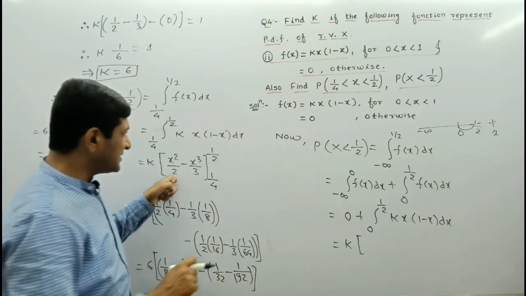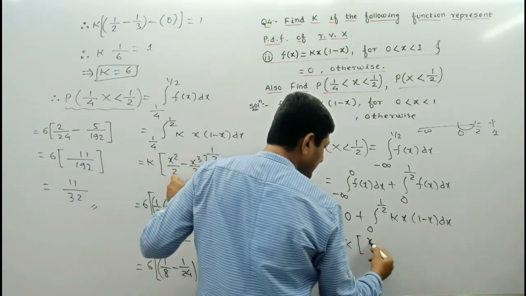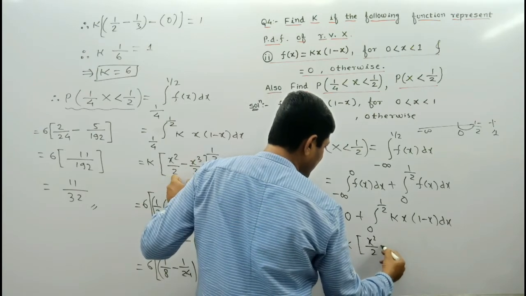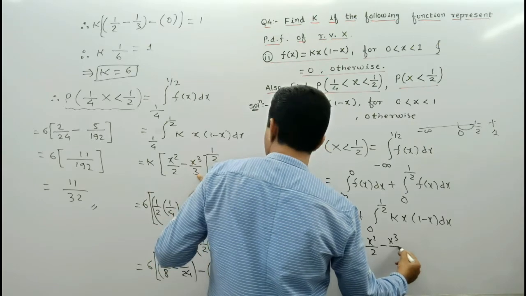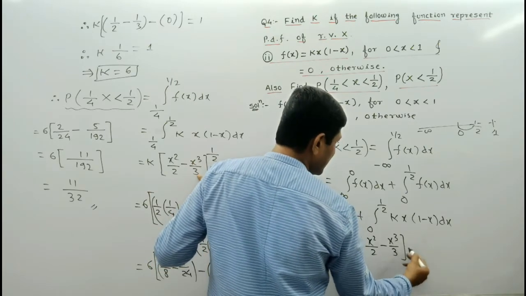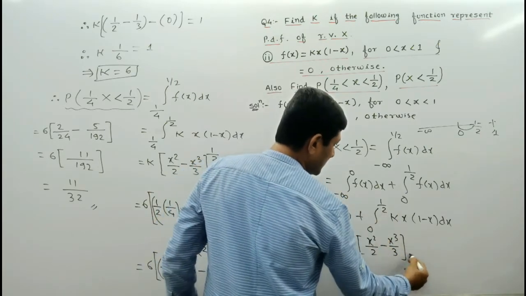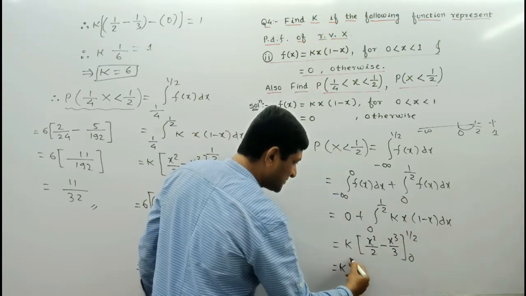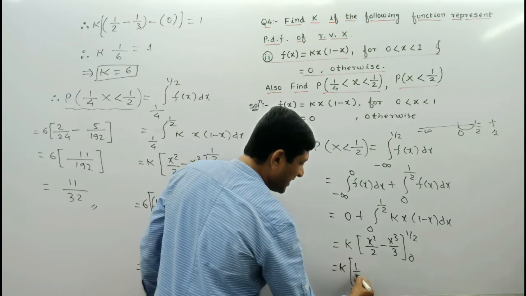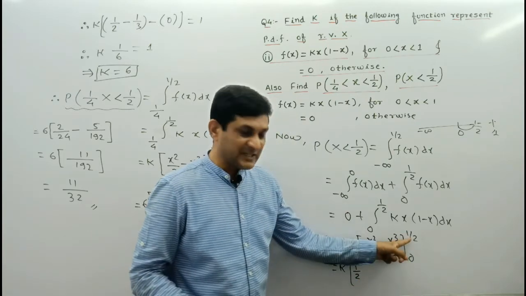Its integration is x square upon 2. Already in the first two parts we have seen how to find out its integration. X square upon 2 minus x cube upon 3. Limits are here from 0 to 1 by 2. 0 to 1 by 2. So which is equal to k, keep it as it is. First I am replacing x by upper limit. X by upper limit means x by 1 by 2.